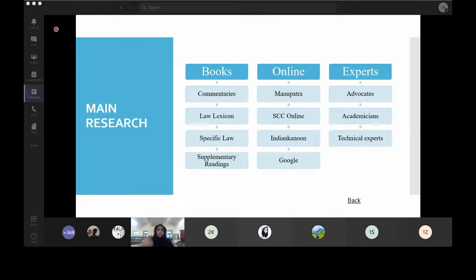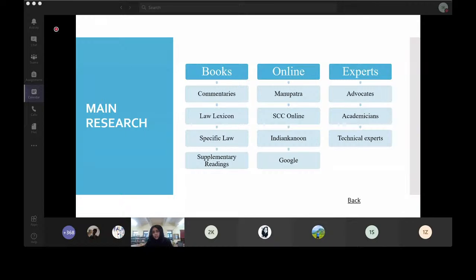Then you have the supplementary reading. There are many other books. Maybe in the library you can see, for example, if you're dealing with company law, you can also pick up contract law and then just go through it to understand. Always make sure you know your constitution at the back of your hand. I mean, all the provisions of the constitution, because you can expect questions on that basis.